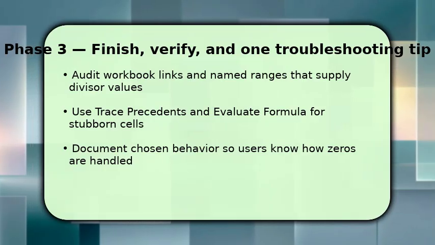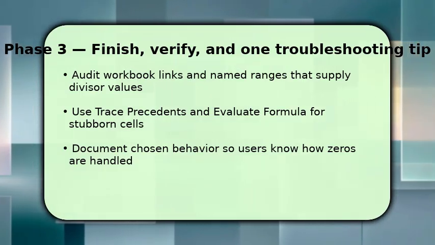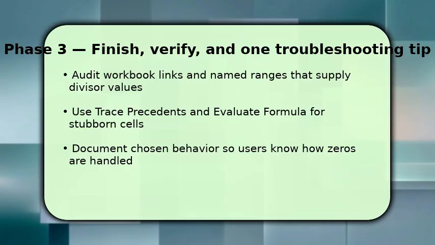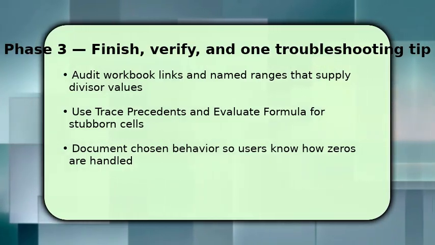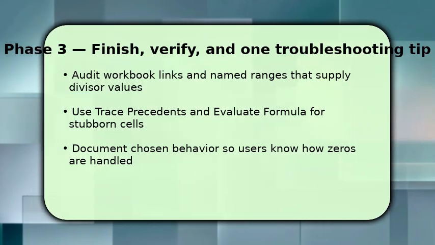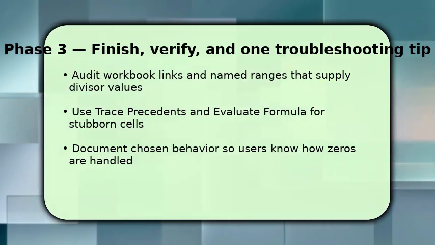Check named ranges, external links, and data validation to prevent zeros from creeping back in. Once done, use Trace Precedents and Evaluate Formula to step through any stubborn cases. This reveals hidden zeros or blanks.